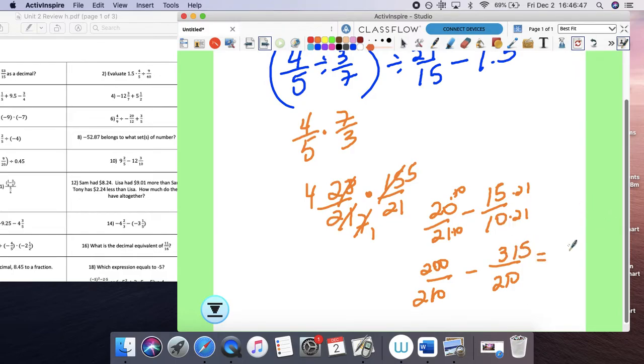You subtract those two, you're going to get something over 210, negative 115, which you can simplify. Divide top and bottom by 5. Simplify. We get 23 over 42. You can divide top and bottom by 5. So 23 over 42. Yeah, and that's that.